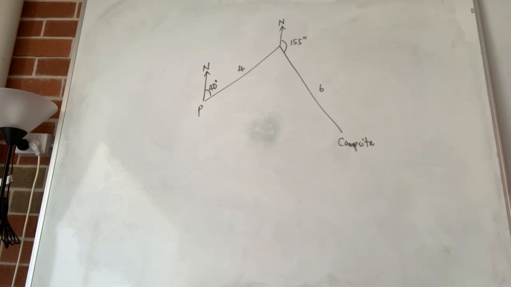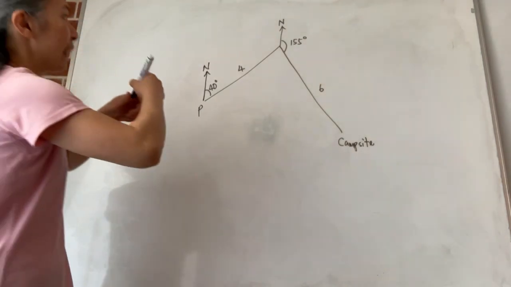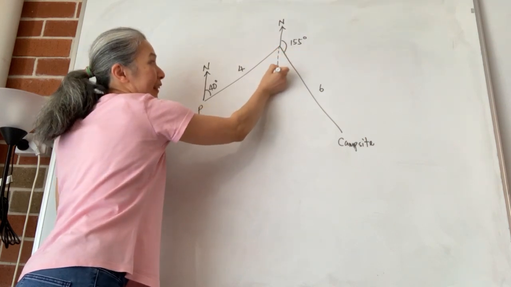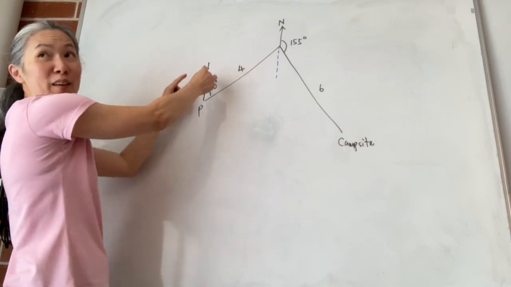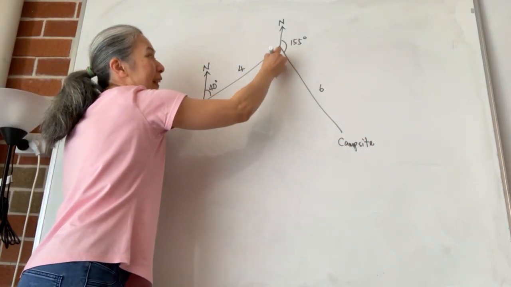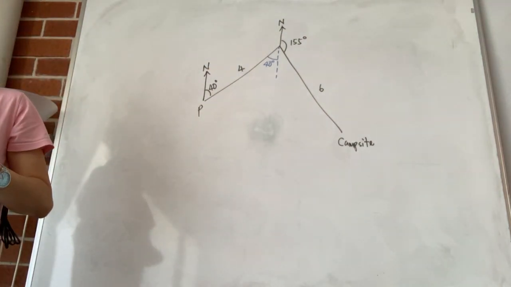Is this 40? Where is the 40? It's here, right? Alternate. Your slant, this line, is very important. Make sure you have it. 40 is going to be alternate, up and down. So this one is 40. Make sure you have the line being extended.